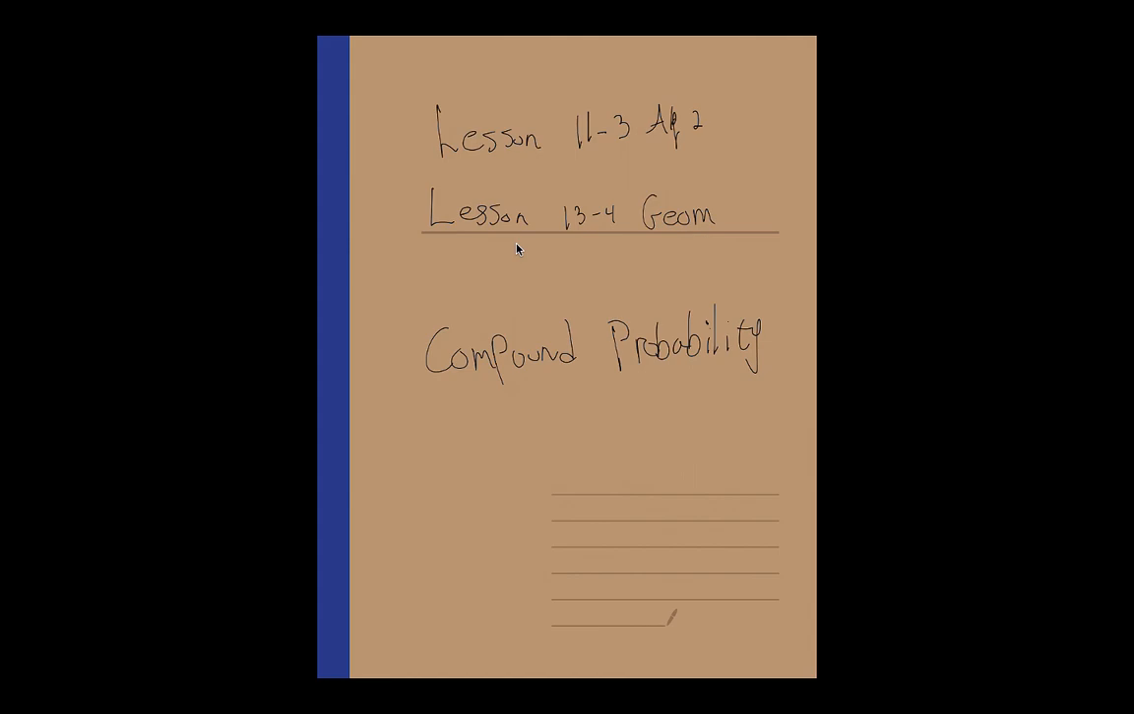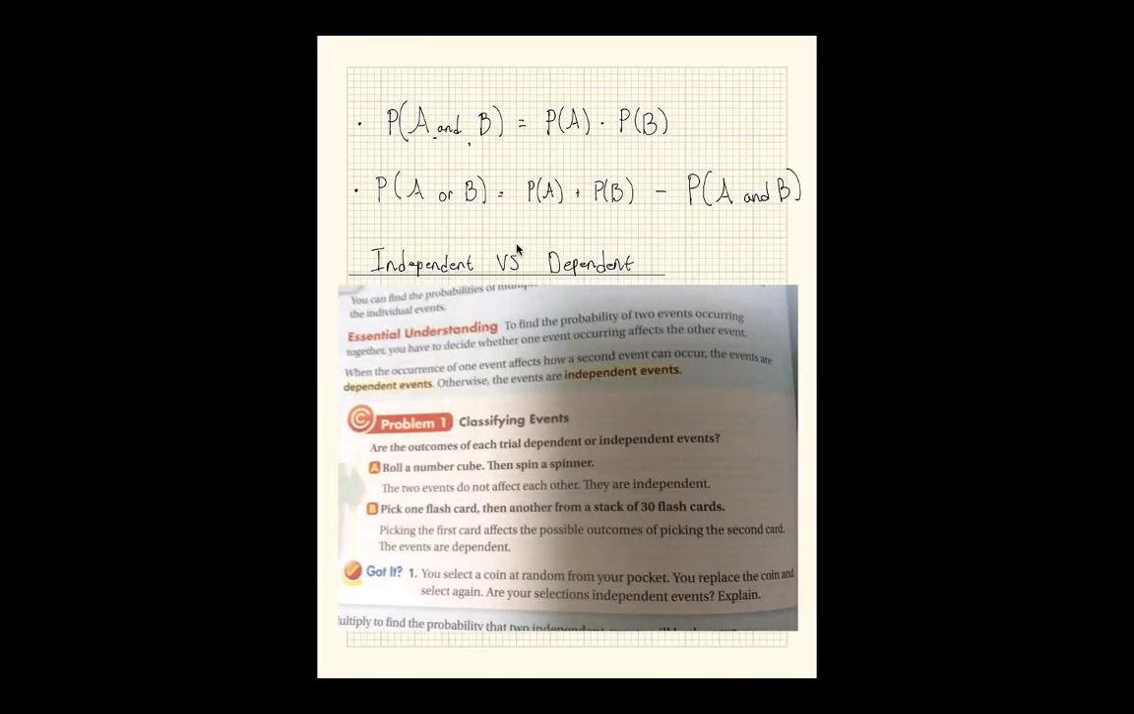So we're going to be talking about compound probability, like the probability of two events happening, or the probability of one event or another event happening. So that's what we're going to be going over today. Let's go ahead and take a look at a couple formulas.